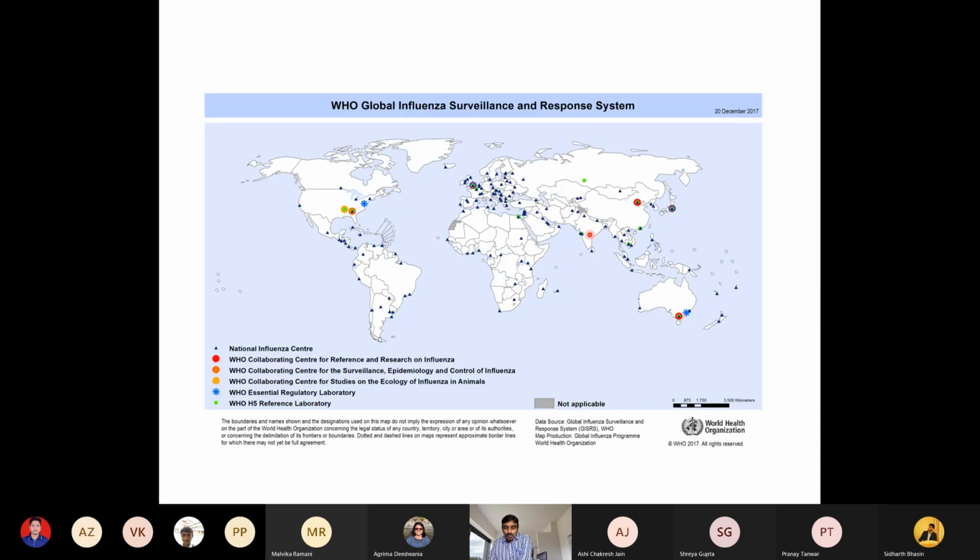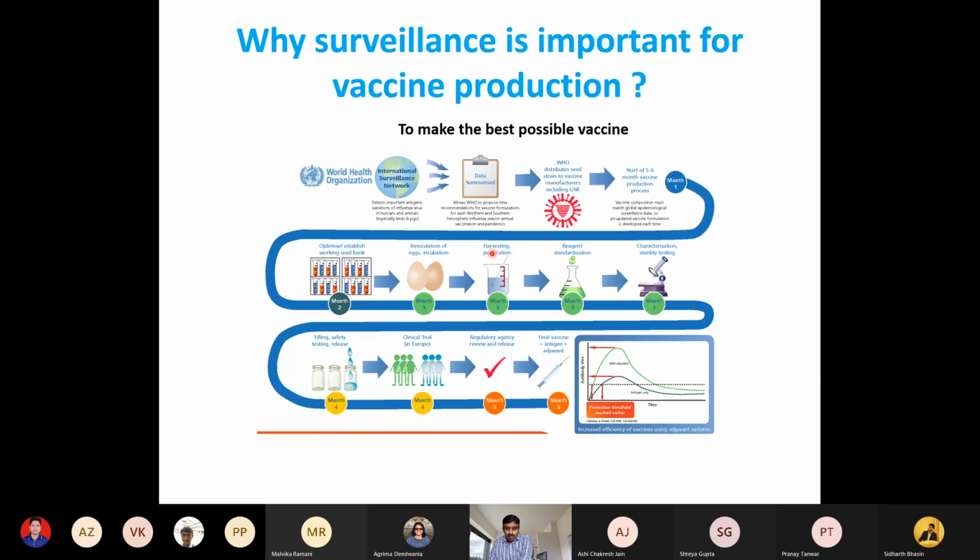And one of them is actually based out of Pune. One of the top 5 laboratories for influenza virus is the National Institute of Virology, Pune in India. So that does this work for WHO. As you can see, they have representation all over the world, particularly dense in some parts, but they have representation all over the world.